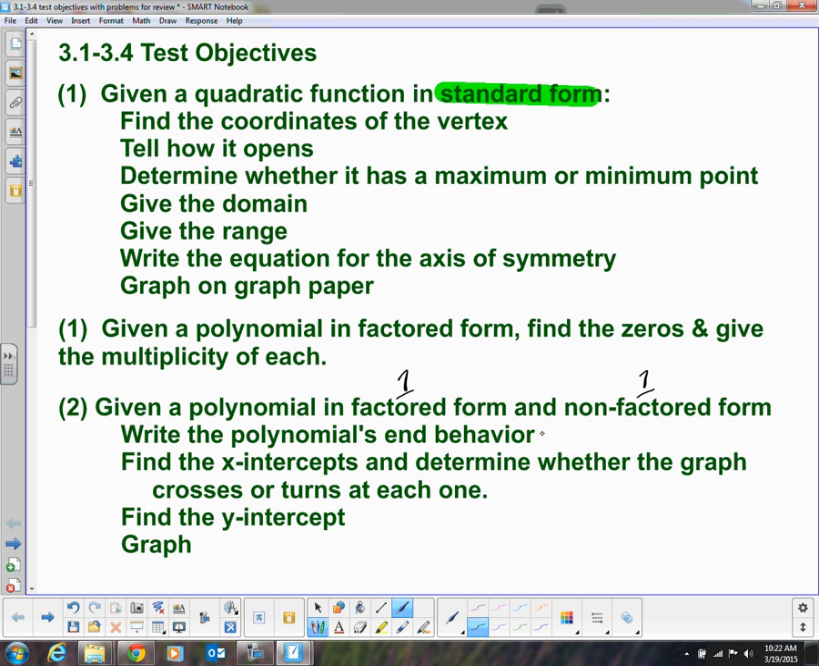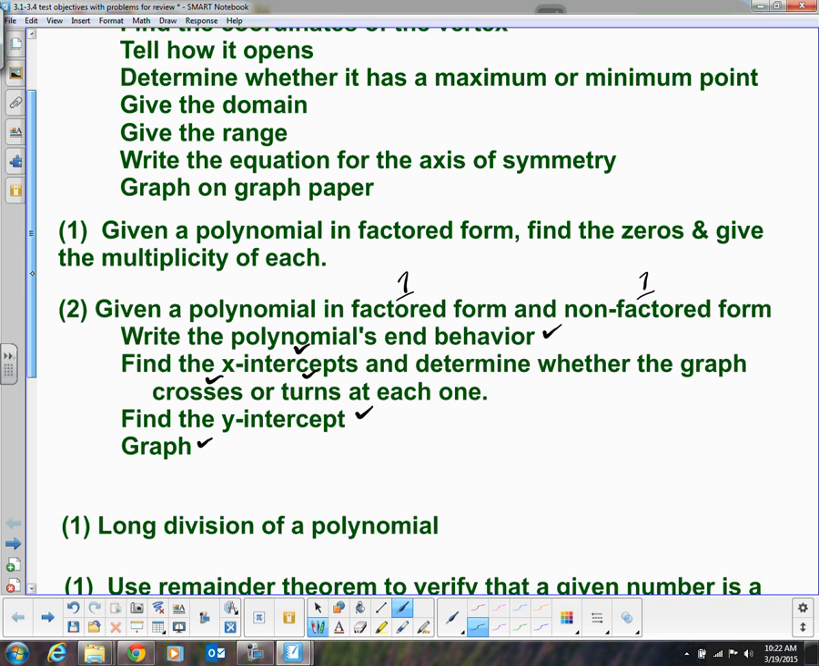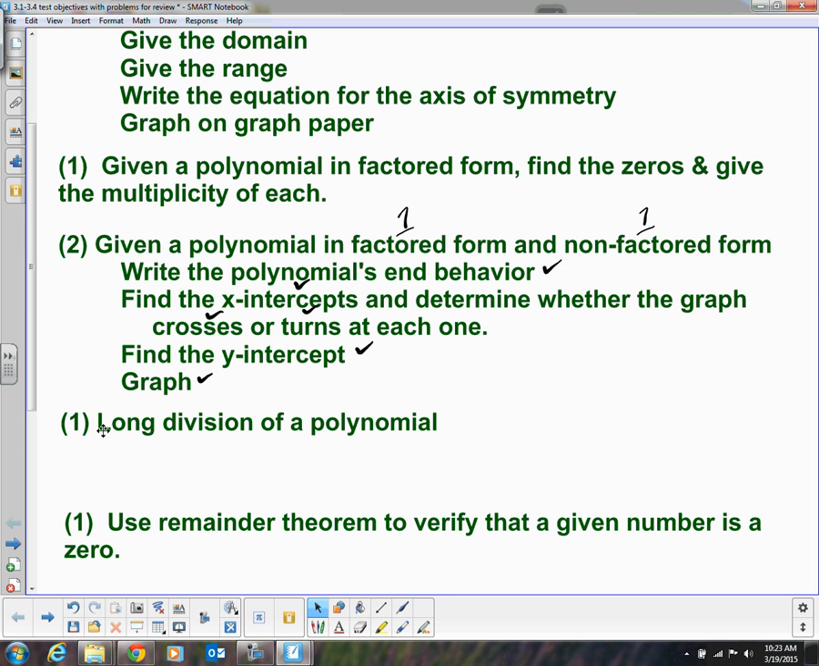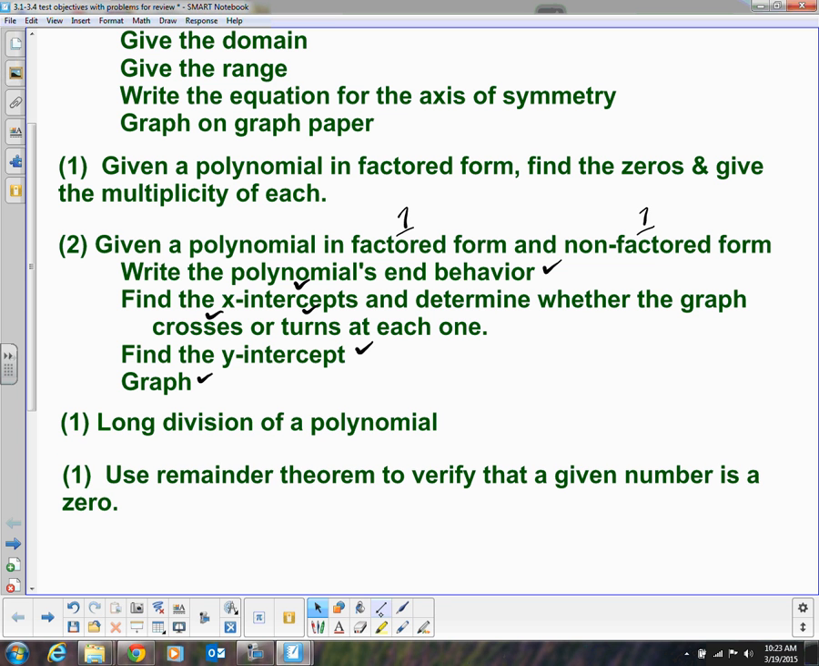You will write the end behavior. You will find the x-intercepts and determine whether it crosses or turns. You will find the y-intercept and you will graph. So how many graphs do you have? None. How many graphs? 1, 2, 3. You have one long division. You have one remainder theorem.